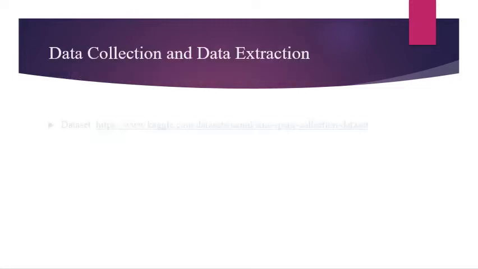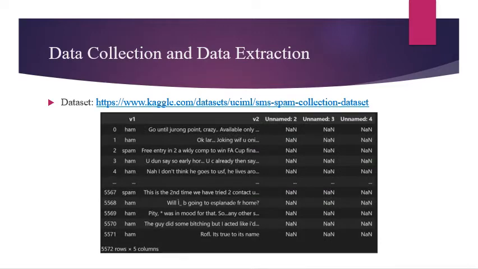Hello everyone, my name is Saksham Mansal, roll number B21067, and I am going to tell you about data collection and data extraction. From the link provided by our TA, we get this CSV file, and in this file we have 5 columns: V1, V2, and 3 unnamed. In these 3 unnamed columns we have no relevant data, so we have to remove them. In V1 we have the classification, ham and spam, and V2 contains all the messages.